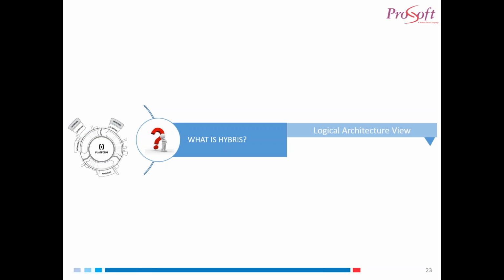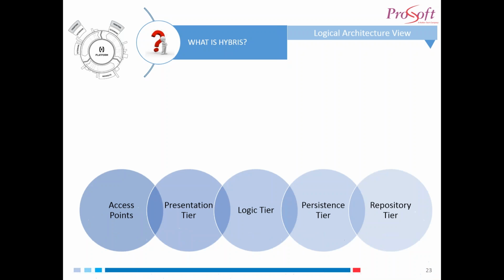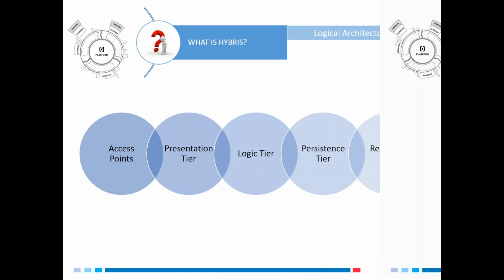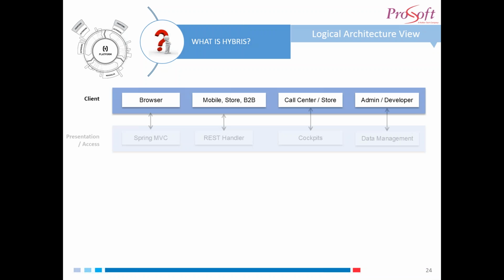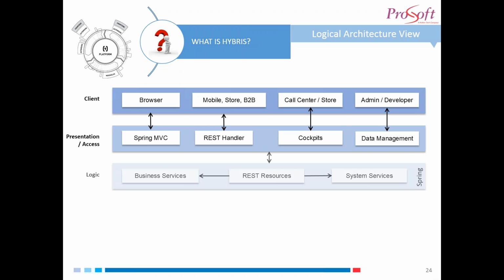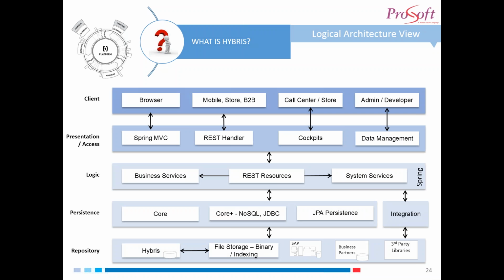So let's take a look into our Hybris architecture. So access points, presentation tier, business logic tier, then the persistence tier, and the repository tier. Under this, we have a client, where the access happens. Then we have the presentation tier. Then we have our business logic tier. We have the persistence tier, and then we have repositories, meaning anything in terms of our backend systems, applications, or data stores.